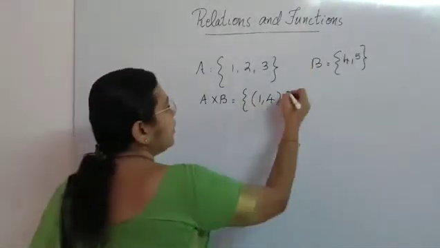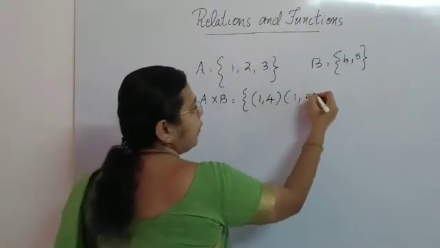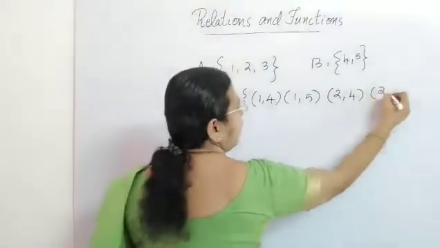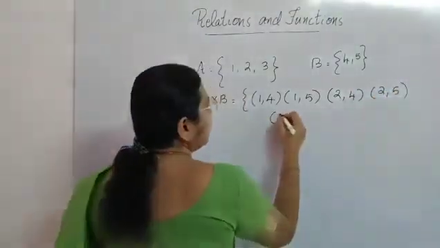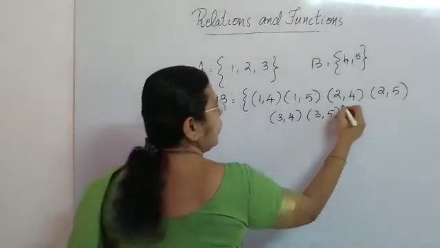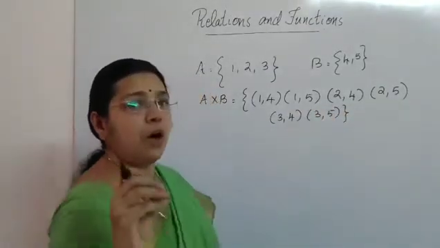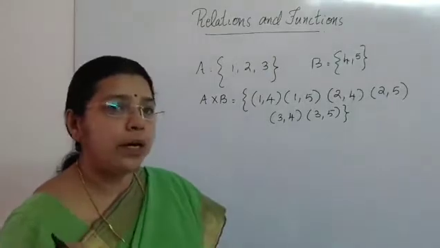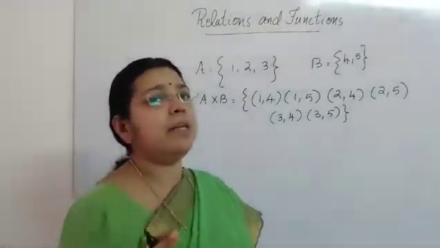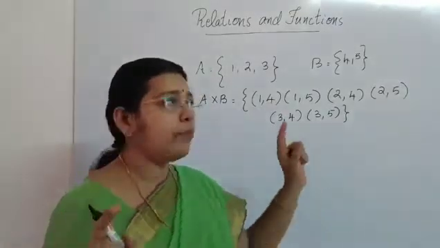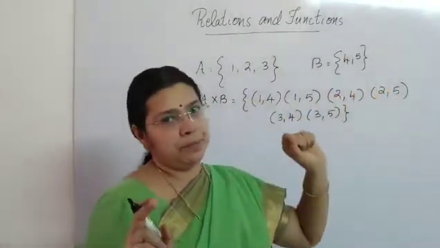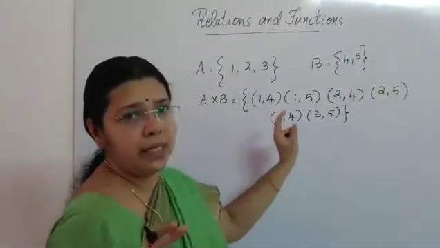So (1, 4). Then what do you have? (1, 5). Then (2, 4), (2, 5). Then what do you have? (3, 4). And then finally we have (3, 5). These are all the possible ordered pairs that can be formed by taking the first element from set A and the second element from set B. I hope this is clear to you.